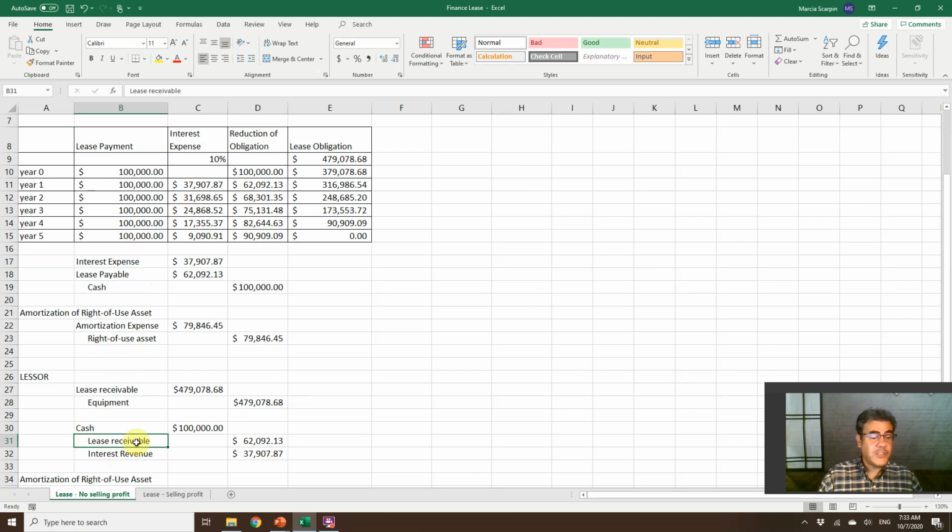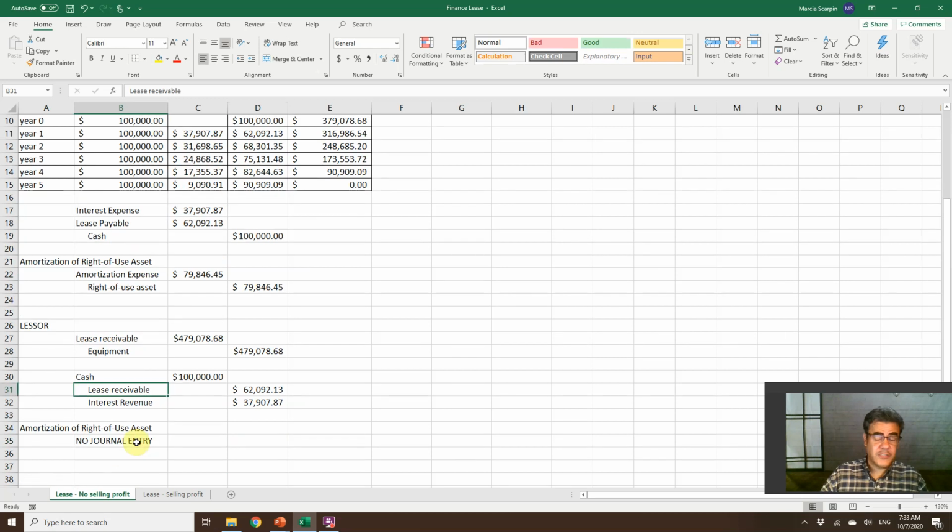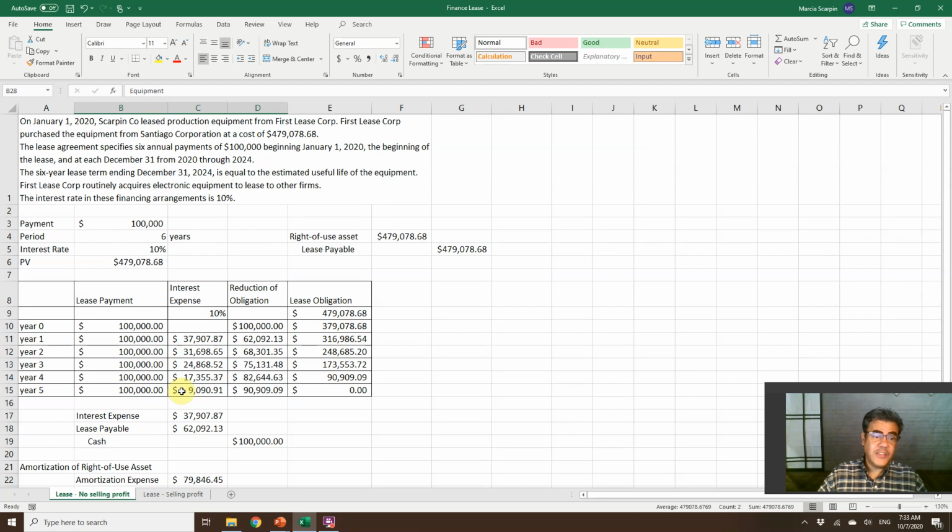What about the amortization of right of use asset? No journal entry because we are crediting equipment here. So the lessor doesn't have the equipment anymore. So we don't have to depreciate it or amortize it. So this is when we have no selling profit. The only profit or the only revenue that the lessor has is the interest revenue.